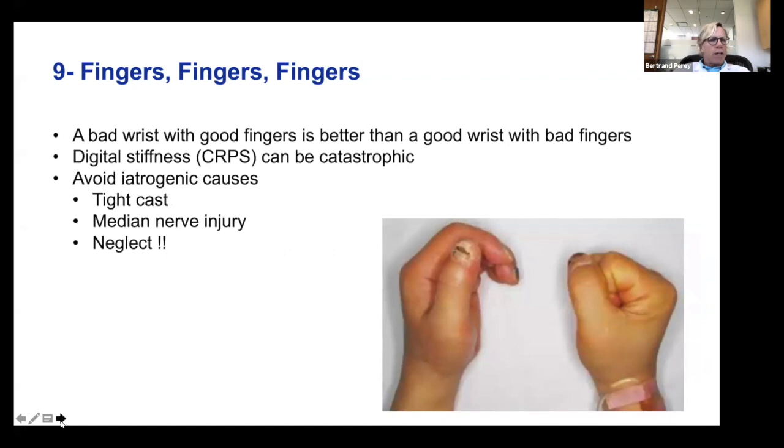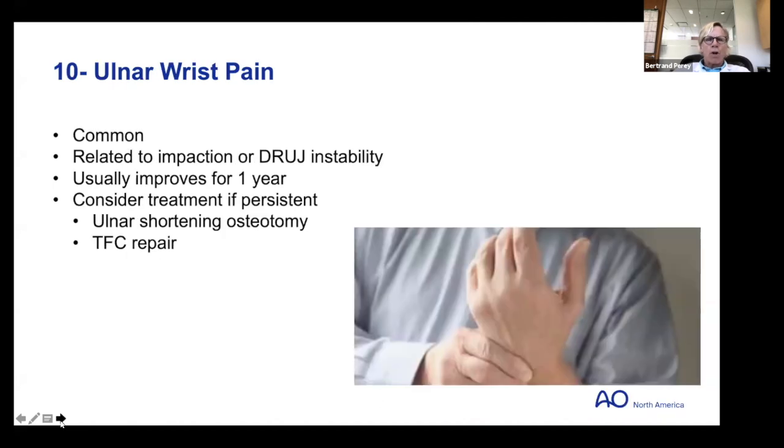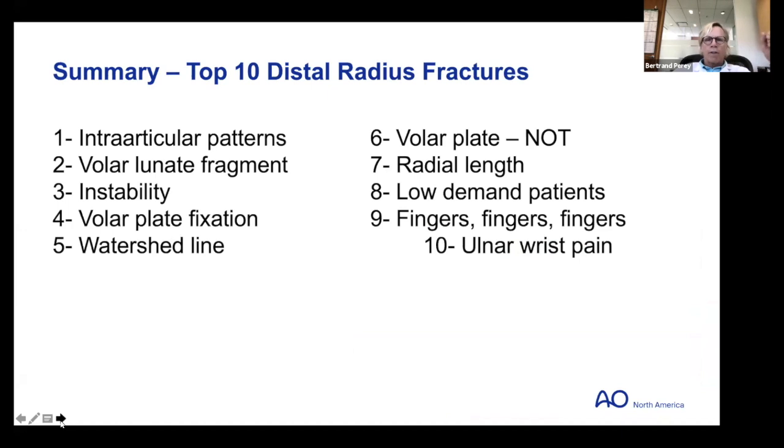Fingers, fingers, fingers. A bad wrist with good fingers is better than a good wrist with bad fingers. So when you're seeing these patients in follow-up, don't stare at the x-rays as much as you look at their fingers. Make sure they have good digital motion. CRPS is a bad problem, and it's very difficult to treat. Ulnar wrist pain is very common, can be related to impaction or DRUJ instability. Remember, most patients, this ulnar-sided wrist pain does improve by a year. So take your time before you decide to intervene and treat. So again, here are the top 10. We'll come back to this later on if we have to.